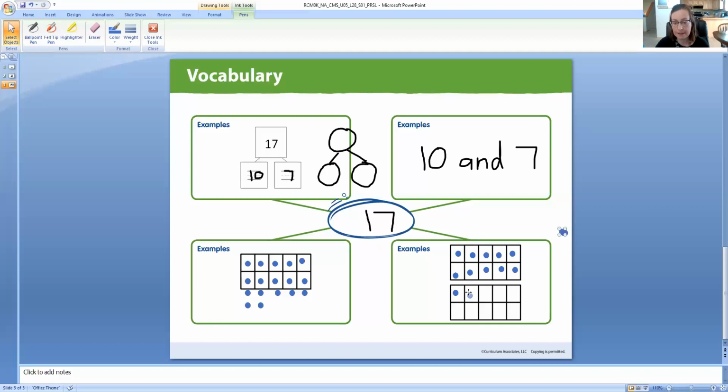1, 2, 3, 4, 5, 6, and 7. So 10 and 7 more makes 10, 11, 12, 13, 14, 15, 16, 17. These are just some examples of how you could make 17 on your own. So again, I used a number bond. I used a sentence, 10 and 7. I used a 10 frame, and then I did a 20 frame.